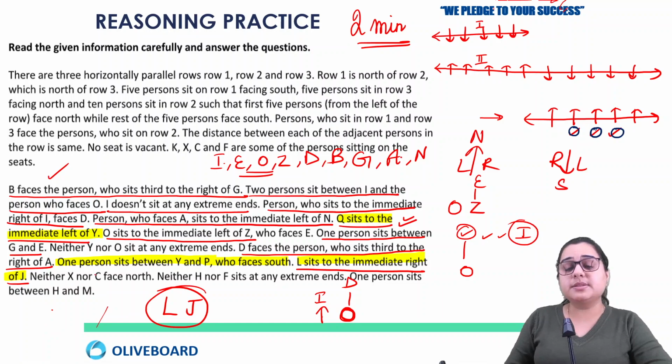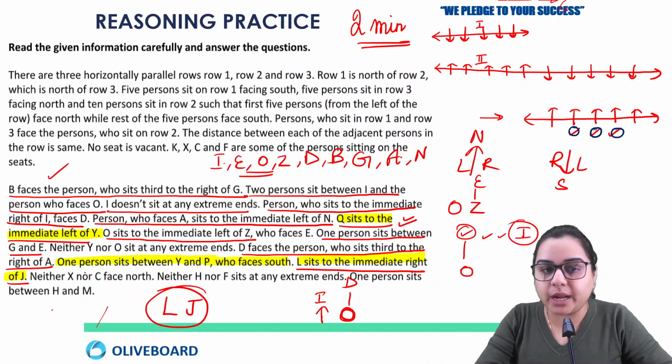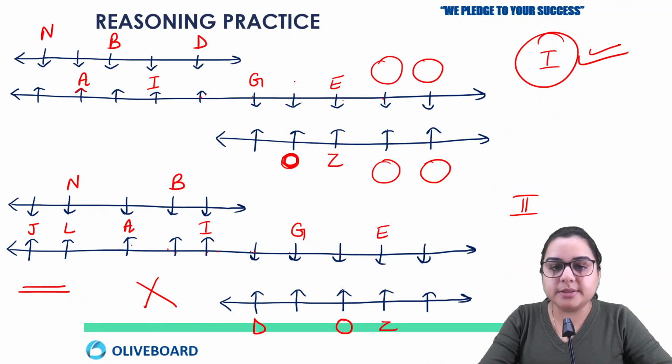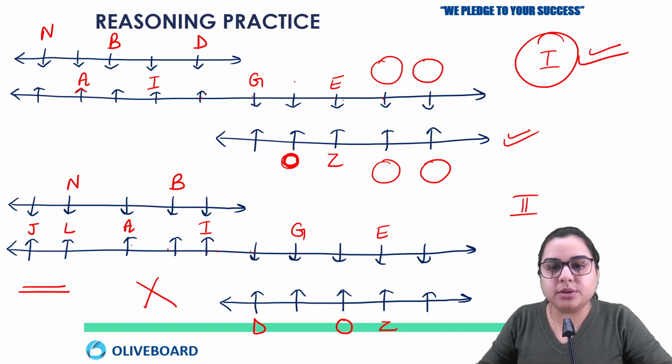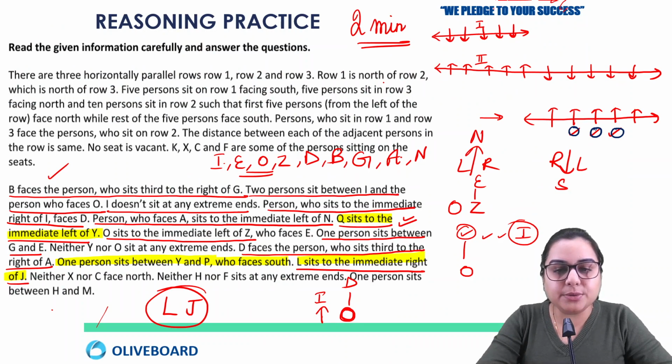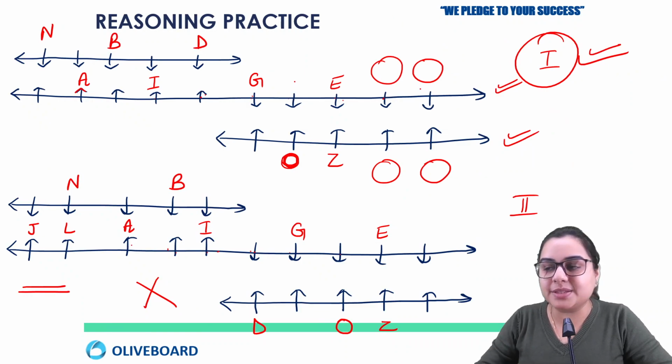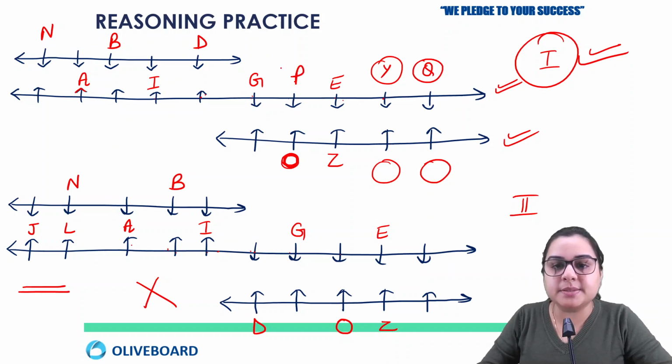Okay, so if P is facing south and one person sits between Y and P, where can we write Y and P? Let's see. Okay, so where can we write Y and P? So Y faces south. Now this is a north facing row. That means Y will be sitting in the second row, in the middle row. And what is the information about Y? That Q sits immediate left of Y. So Q will be sitting here, Y will be sitting here, and there is one person between Y and P. So we are going to write P on this position.